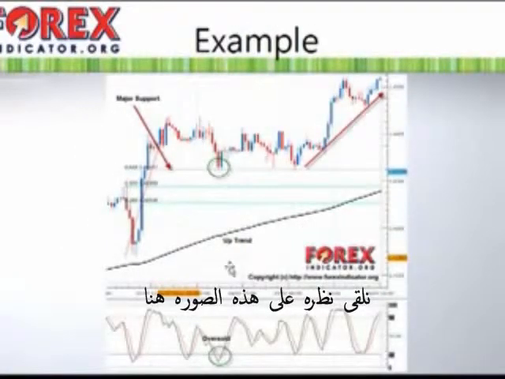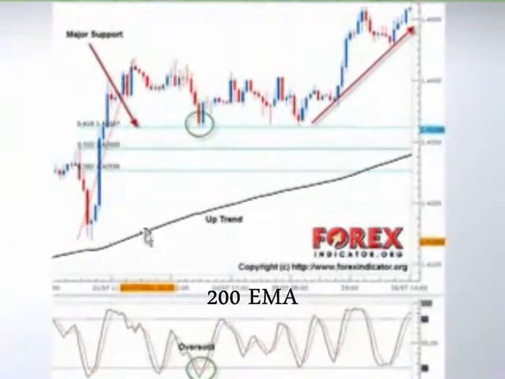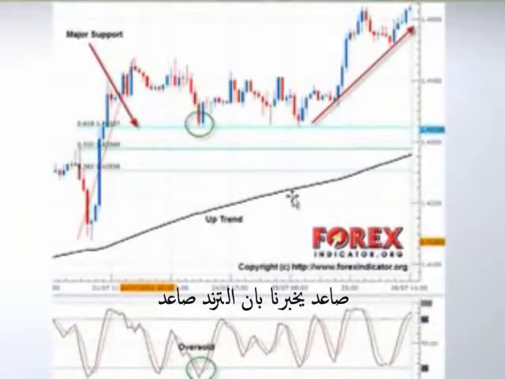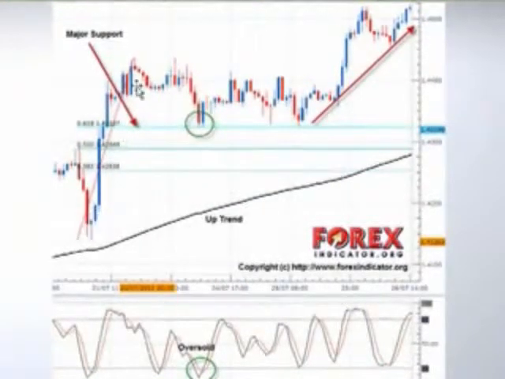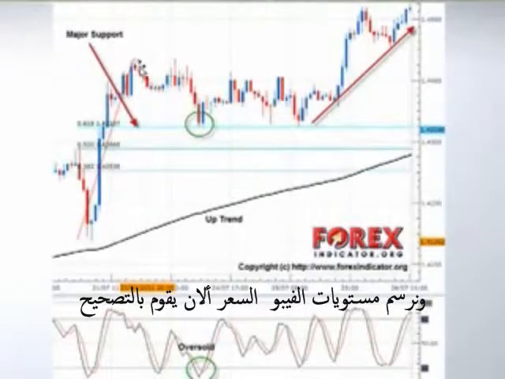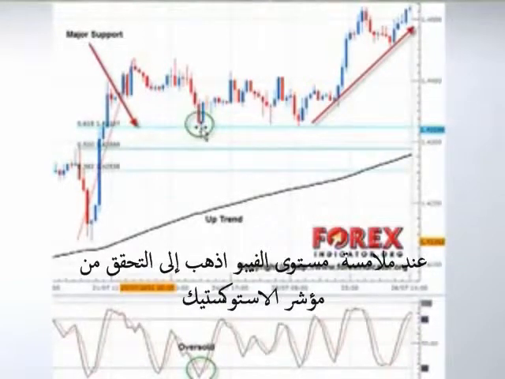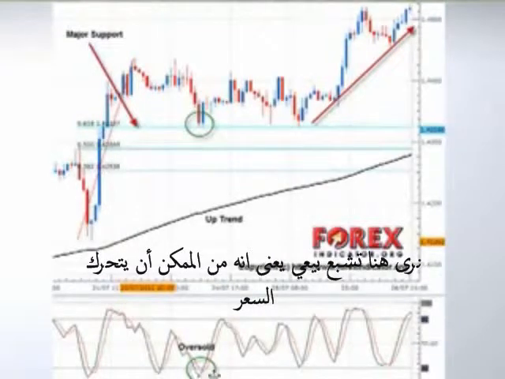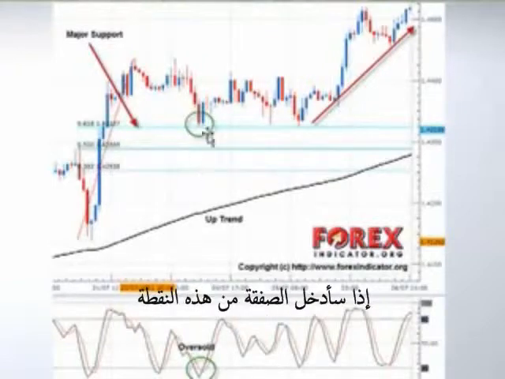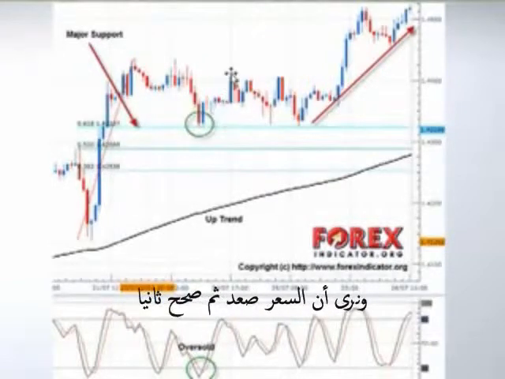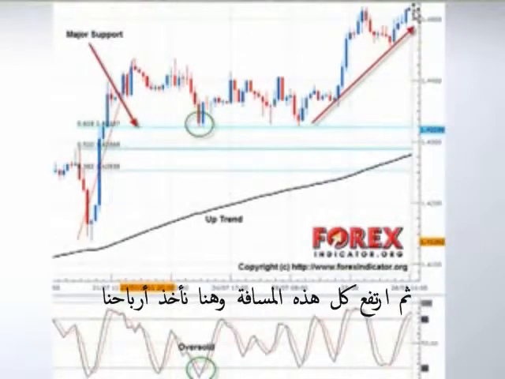Let's take a look at this picture here. You can see that the 200 EMA is sloping upwards, telling us that it's an uptrend. So I draw a Fibonacci level. The price starts to retrace and hits the 0.618. At the time it hit the 0.618, I will check my stochastic indicator. You can see that it's oversold, meaning the price is going to move up anytime. So at this point, I will enter a trade. You can see, indeed the price moved up, retraced again, and then moved all the way up to make profits.